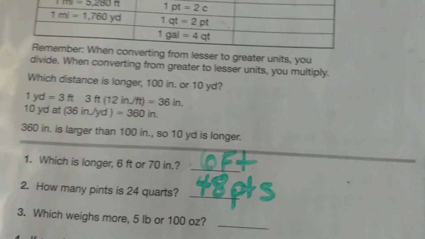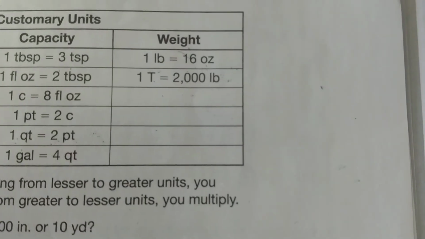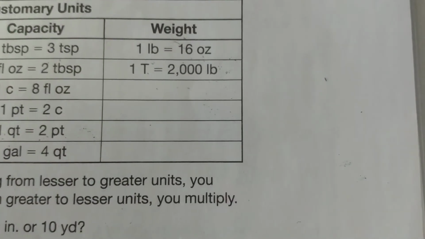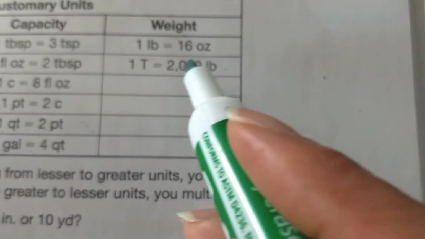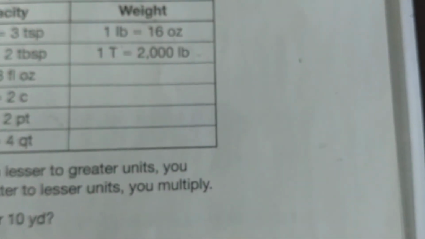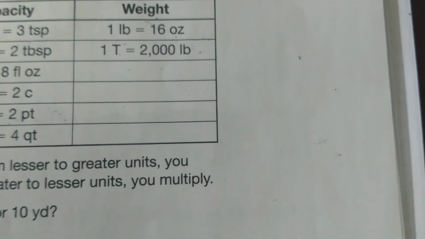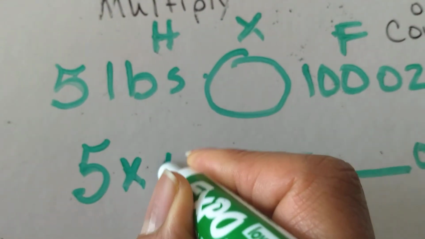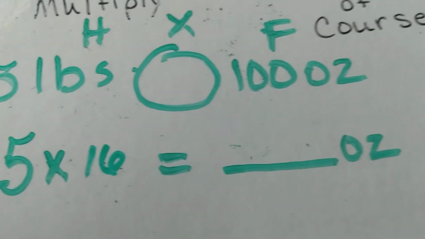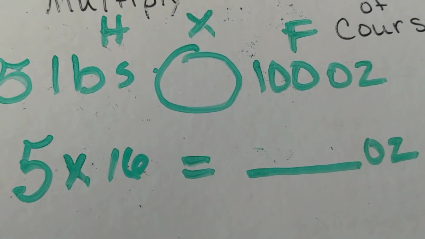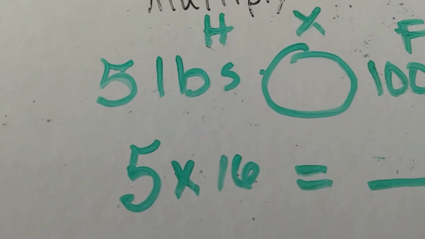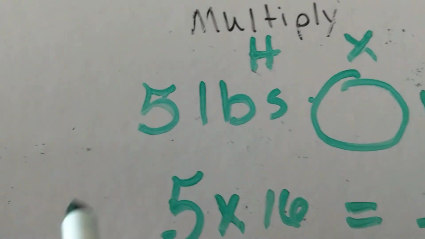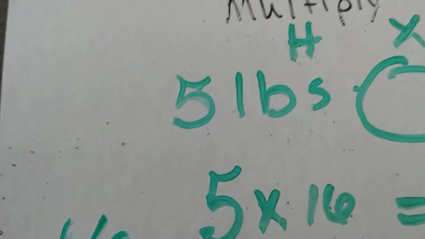Let's look up here at the chart. 1 pound equals what? 16 ounces. See here? 1 pound equals 16 ounces. Okay, so what do we multiply by? We come back and we multiply by 16. So 5 times 16 will give us our ounces, right? All right, so let's just go over to the side, and you know how to do this.